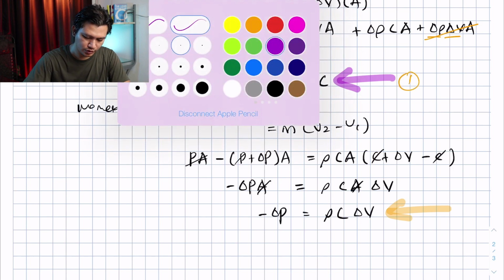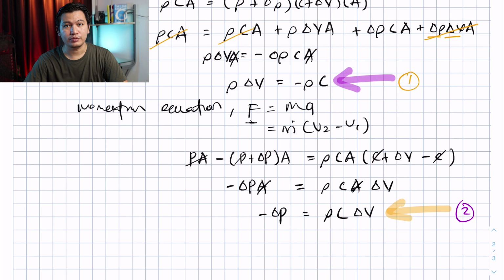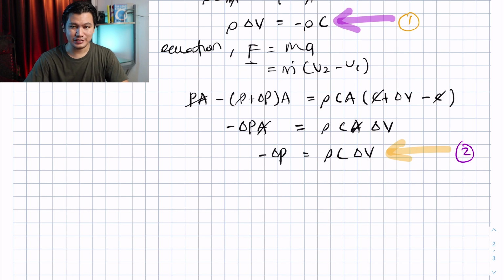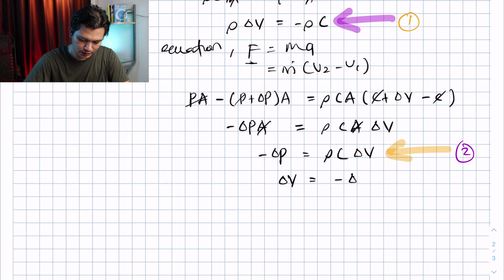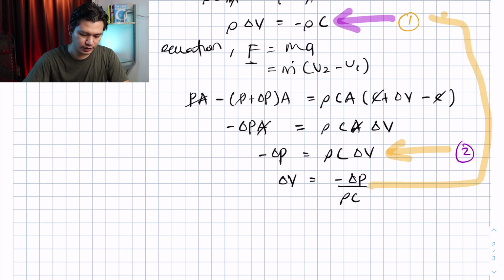And this is our equation number 2. Okay, and we're going to use these two equations to find the solution. And I'm going to use delta V as the title, right? So delta V is minus delta P over rho C. Okay, and this here, I'm going to put it into here.